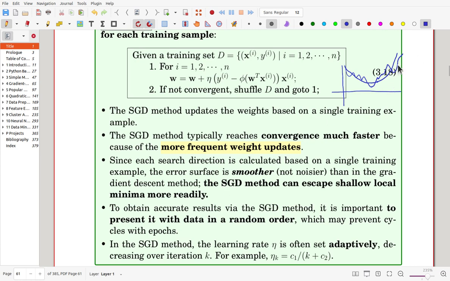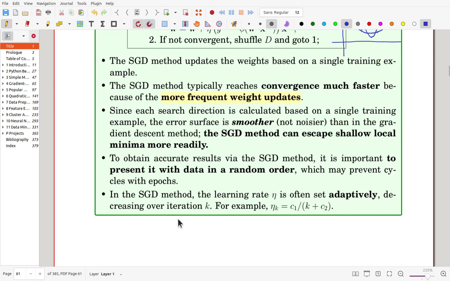If you start with an initial value here, then it is going down and stuck here. But along with SGD, you can find this minimum easily, even though it is not the same as that one, you can reach it here. And then with other data points, you can move around and you can reach the global minimum in a better way. Okay.